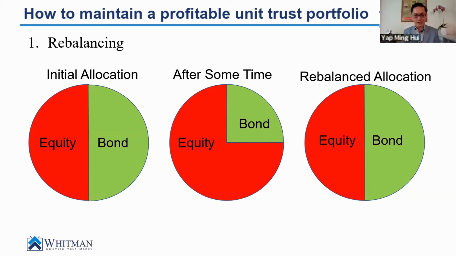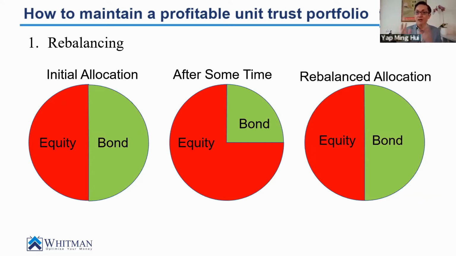So let's assume that when you start investing, you have only got two funds. This is for example only. You only have got two funds. Equity fund 50%, bond fund 50%. This is your original asset allocation, and you think that this one fits into your risk profile.